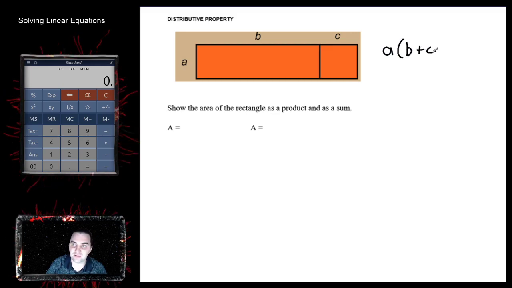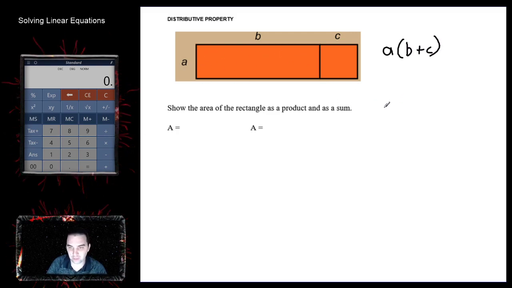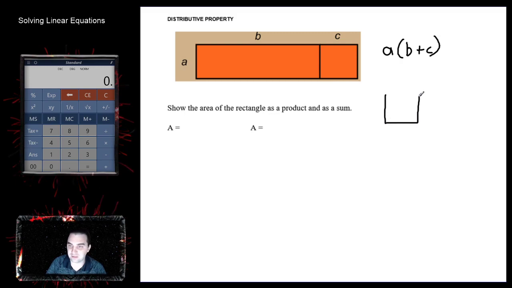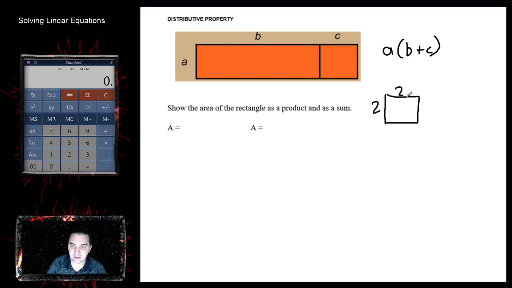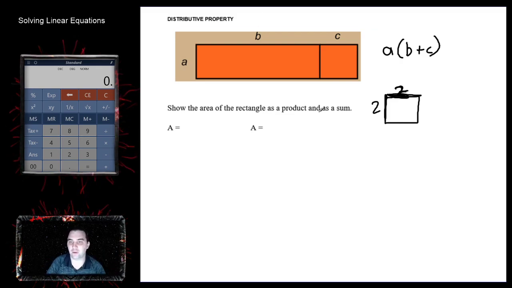B plus C. So when you're multiplying two numbers and you're using an area model like this, for example, as a simple case, what we're really doing is we have a length and we have a width, and we're doing 2 times 2. It's the same thing that we're doing here. We're doing A times B plus C. B plus C is just the whole length, but we're breaking it down.